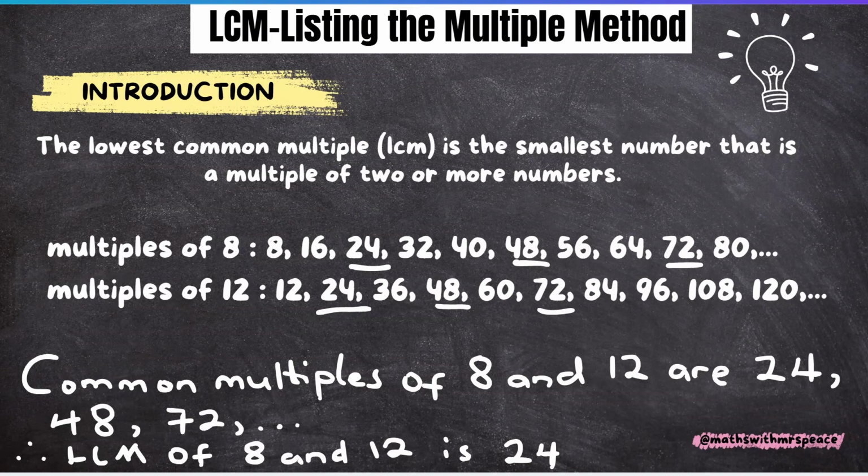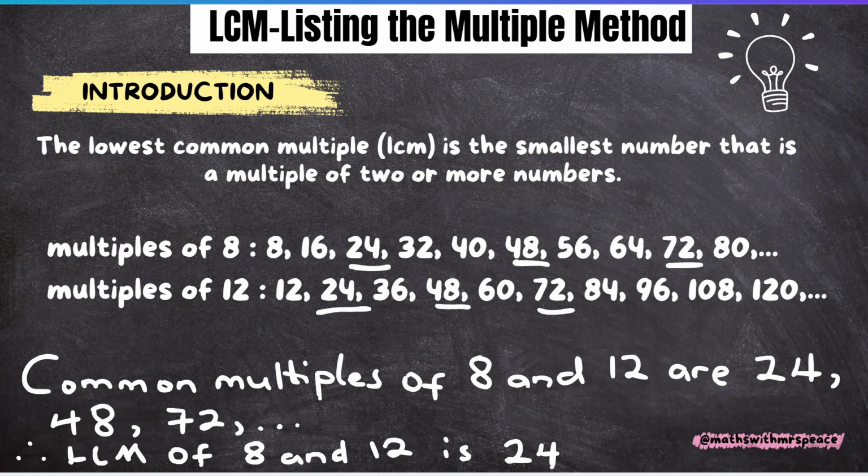And that's just how to find the LCM using the listing the multiples method. Now please take note: when you find common multiples, you're going to have more than one number, so we say common multiples are. But when you find LCM, it's going to be just one number, so make sure you're saying LCM is. Just take note of that.